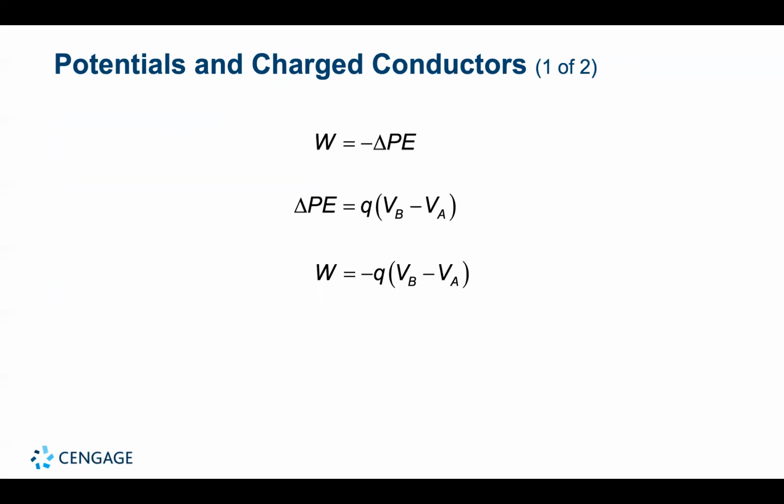So let's talk about potentials and charged conductors. From the work equation, we see that work done on a charge by electric forces is related to the change in electric potential energy of the charges. From the potential energy equation, we see that the change in electric potential energy between 2 points A and B is related to the potential difference between those points. We can combine these two equations and notice what this means. No net work is required to move a charge between 2 points that are at the same electric potential. In mathematical terms, the result says that W equals 0 whenever VB equals VA.